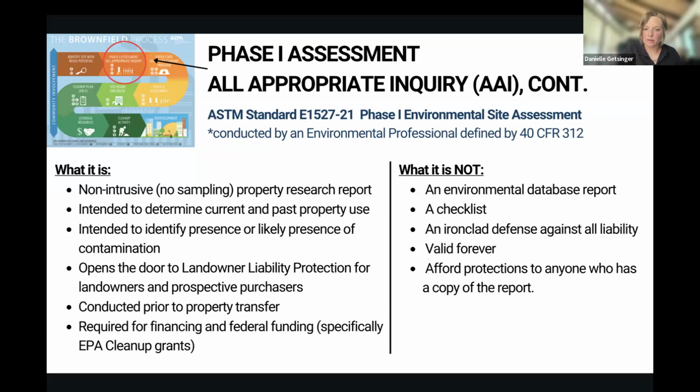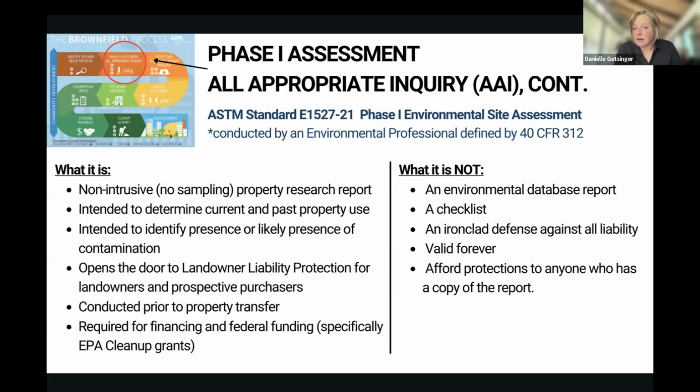It opens the door to liability protection. Again, conduct this prior to property transfer. It has to be conducted prior to property transfer in order for you to get that liability protection. And why that's really important is because it comes down to financing. It is required for financing, especially EPA cleanup grants. If you're going to go after an EPA cleanup grant, you have to demonstrate that you did all appropriate inquiry prior to purchasing or acquiring the property.